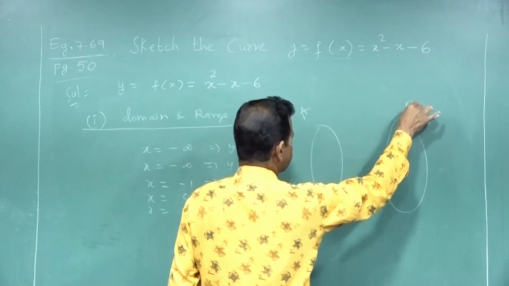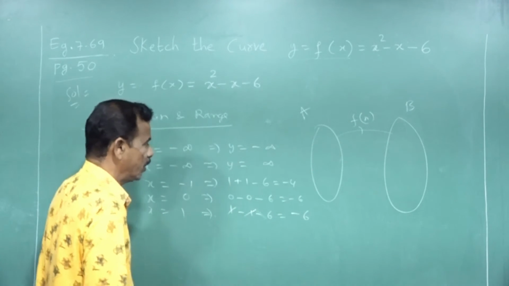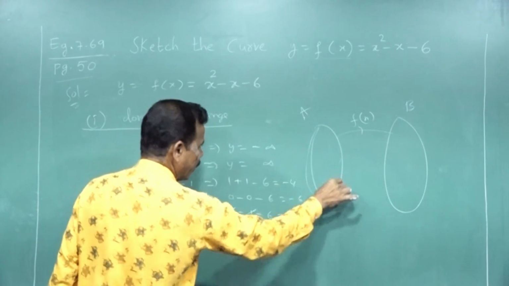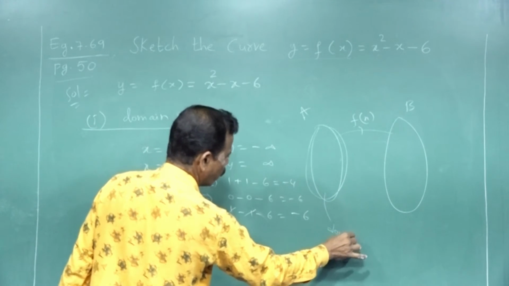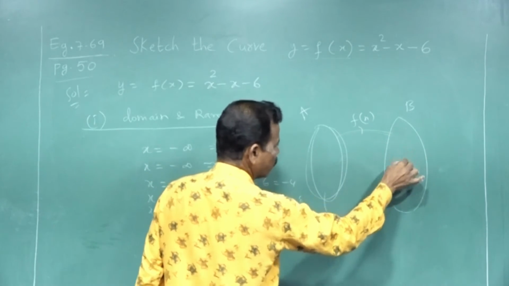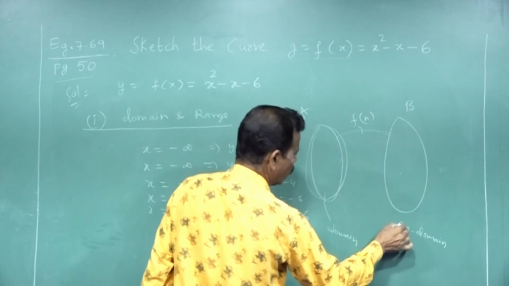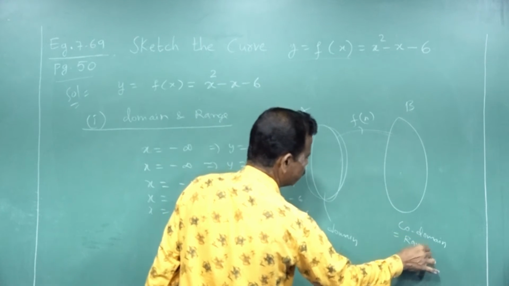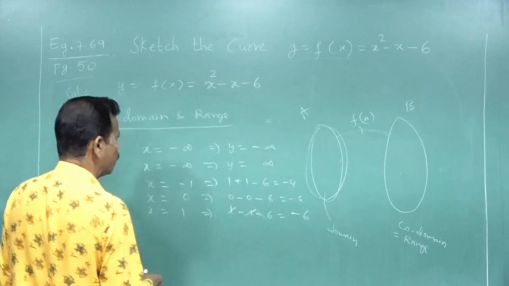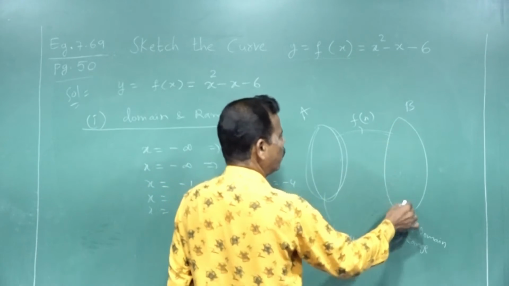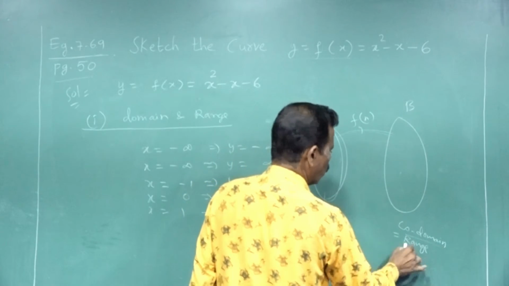This is the set A, this is the set B, this is the function f of x. In this set A, that set is called the domain. All x values belong to set A, this is the domain. The related values are the codomain. Here the codomain is equal to the range, because every element of set B is related to the image of A.